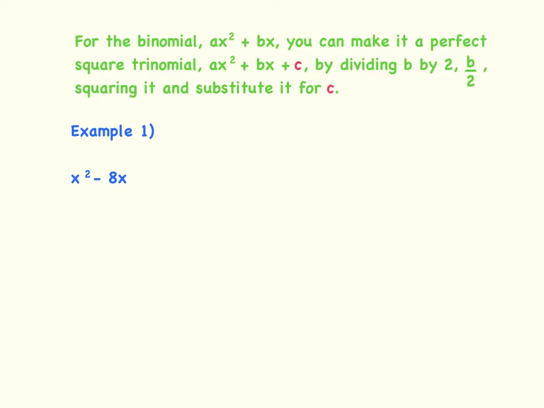Now let's look at example number 1. We have x squared minus 8x, where the a value is an invisible 1 and the b value is negative 8. Now remember, we pretty much just have two steps. We're going to take the b value, which is negative 8, and we're going to divide it by 2. And negative 8 divided by 2 is negative 4. So that's our first step. The second step is to square it. What is negative 4 squared? Well, negative 4 squared is positive 16.